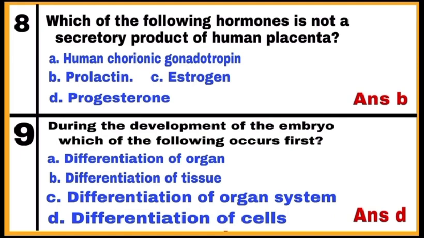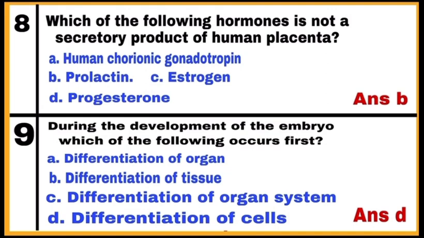Question 8. Which of the following hormones is not a secretory product of human placenta? Human placenta secretes human chorionic gonadotropin, human placental lactogen, estrogen and progesterone. But prolactin is secreted by pituitary gland. So here correct option is B.